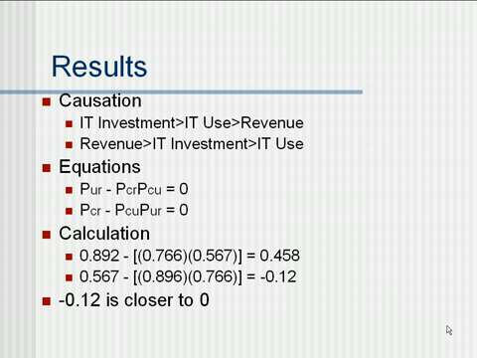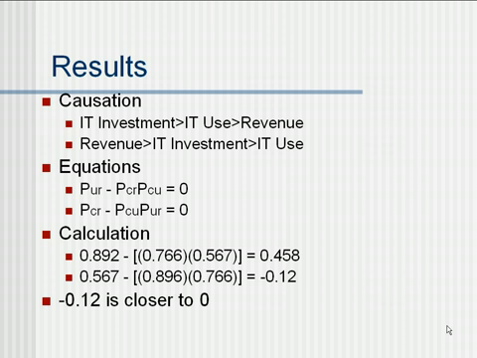The variables represent our different correlations. PCR represents the correlation between the cost of IT and revenue. PCU represents the correlation between the cost and use of IT. And PUR represents the correlation between the use of IT and the revenue. The closest to 0 determines the causation.